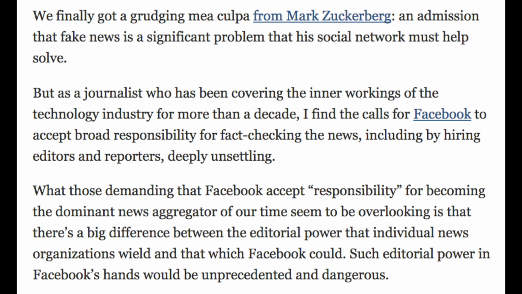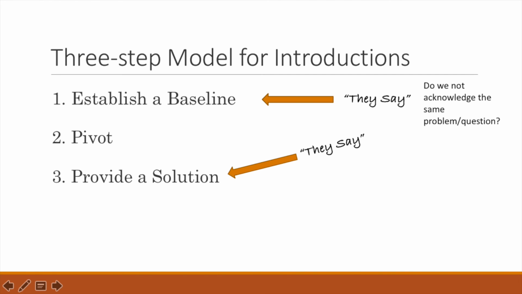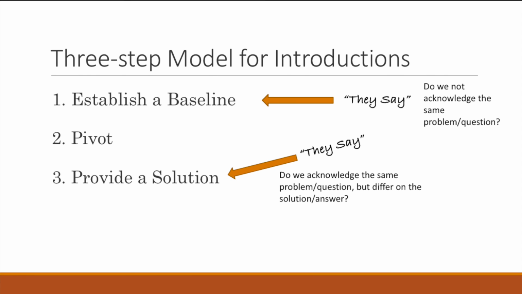Okay, so to recap, you can introduce the they-say position, that is the position you want to respond to and you want to argue with, in either the baseline or in the solution section of your introduction. Where you introduce the they-say position will depend on whether you think the argument you are responding to is ignoring the question or problem you want to raise, in which case you would incorporate the they-say into the baseline, or whether you are arguing about their solution to a common problem or question, in which case it makes more sense to introduce it after the baseline and the pivot.